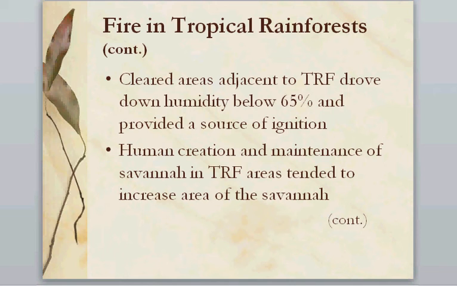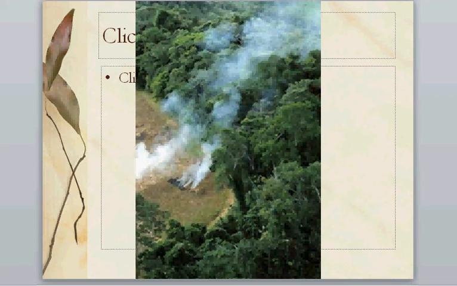So here's a picture illustrating what I was saying. A human may carve a small plot out of the rainforest. They will use fire to clear that area. The edge effects around this patch will cause the humidity to be much lower than it normally would be in an intact forest. And this fire acts as an ignition source. Maybe sparks would fly into the forest and can further cause fire in this tropical rainforest.